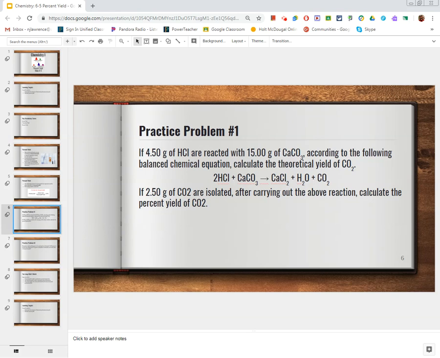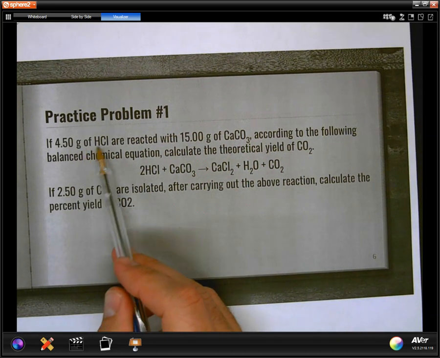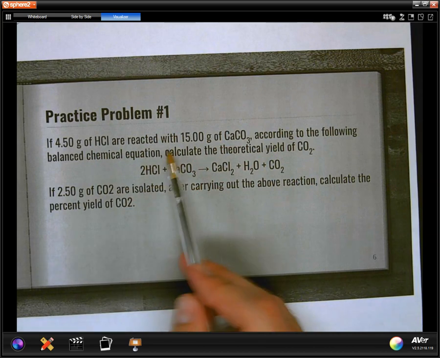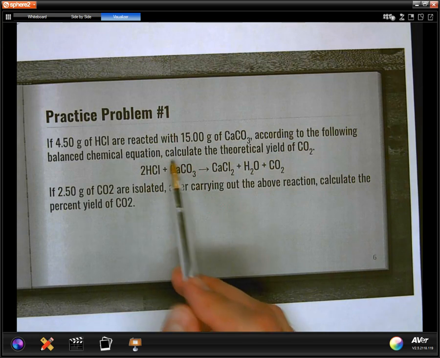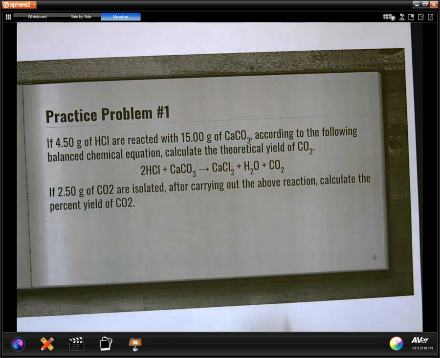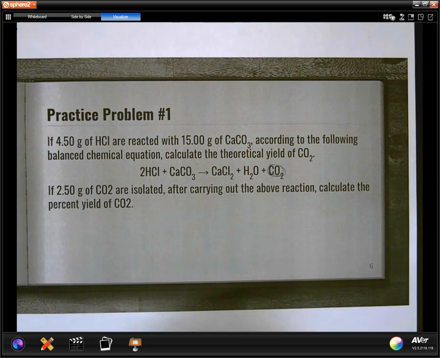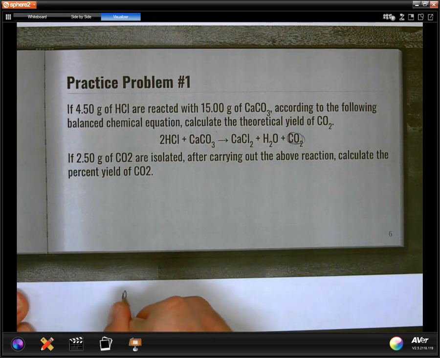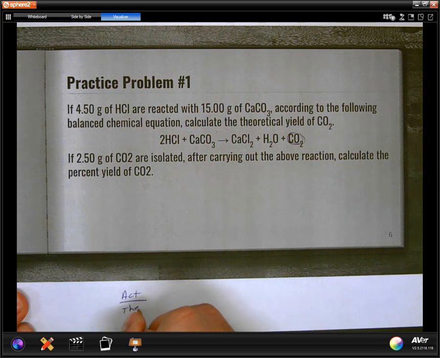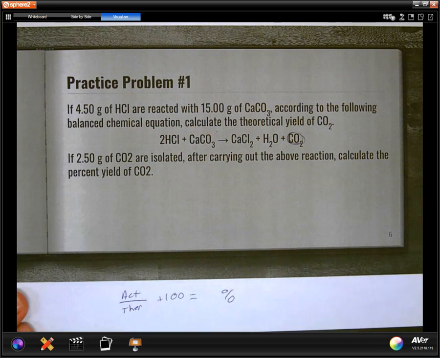So if you have 4.50 grams of HCl and it reacts with 15 grams of calcium carbonate, according to the following balanced chemical equation, calculate your theoretical yield of CO2. So we're going and looking for this guy right here. So we already know that the equation you're going to be using is your actual yield divided by your theoretical times 100 to give you your answer in percent. So I need to determine my actual, my theoretical, and plug it in.